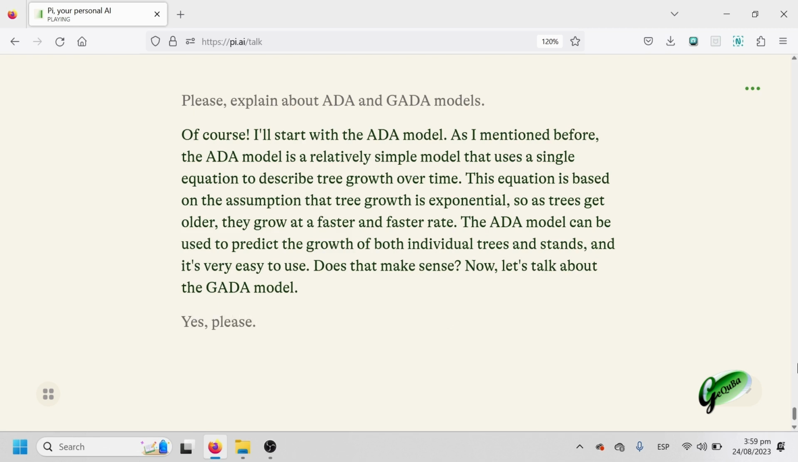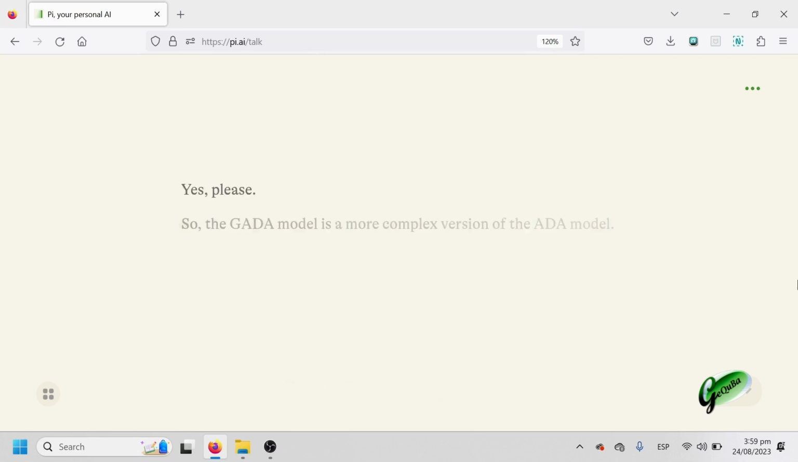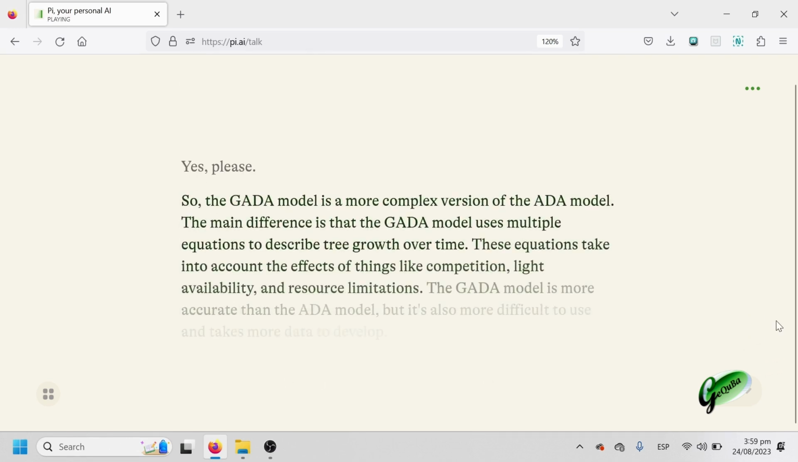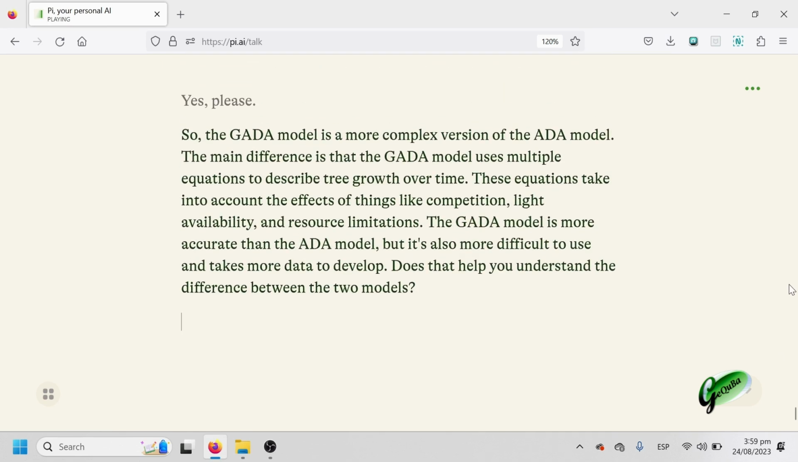Now let's talk about the GATA model. So the GATA model is a more complex version of the ADA model. The main difference is that the GATA model uses multiple equations to describe tree growth over time. These equations take into account the effects of things like competition, light availability, and resource limitations. The GATA model is more accurate than the ADA model, but it's also more difficult to use and takes more data to develop. Does that help you understand the difference between the two models?